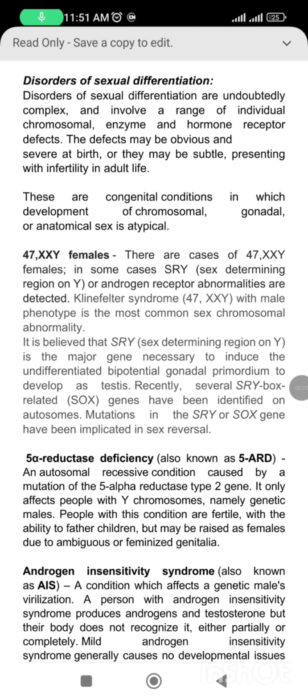So this seventh document of tissue disorder has the discussion regarding disorders of sexual differentiation. These disorders of sexual differentiation are complex and involve a range of individual chromosomal, enzyme and hormone receptor defects. The defects may be obvious and severe at birth, and they may be subtle, presenting with infertility later in life. These are congenital conditions in which development of chromosomal, gonadal or anatomical sex is atypical.